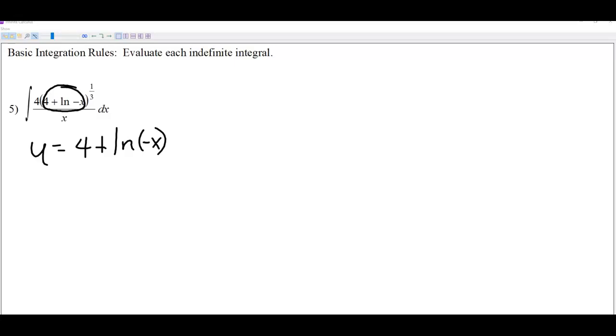You're good. All right, let's go ahead and find our derivative. So first of all, if I take the derivative of 4, that's just going to go away. So the 4 is gone when you take the derivative, right?